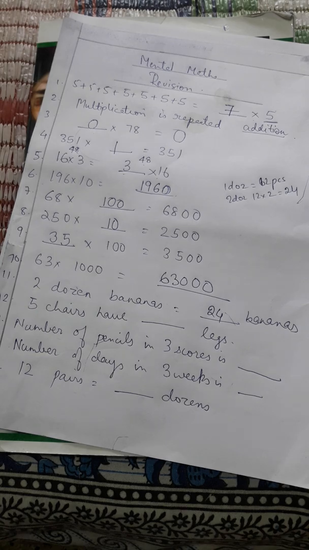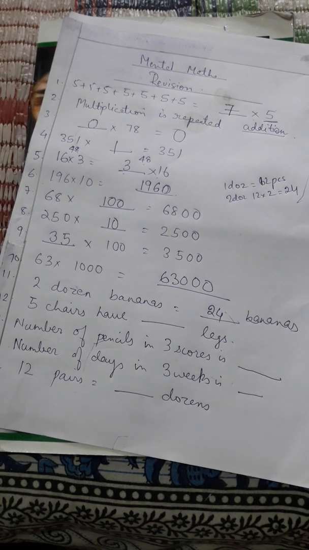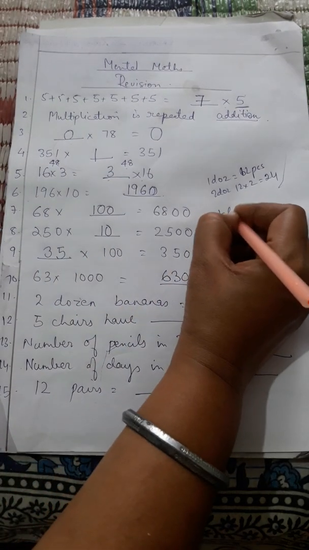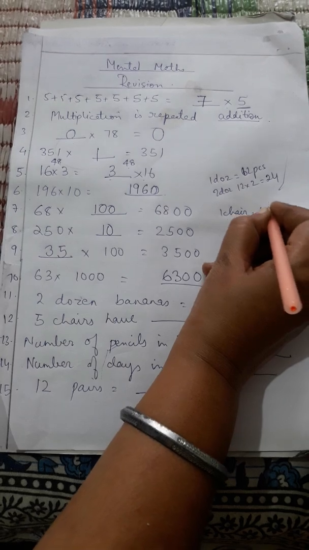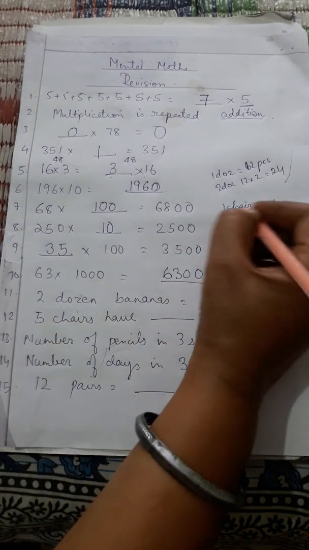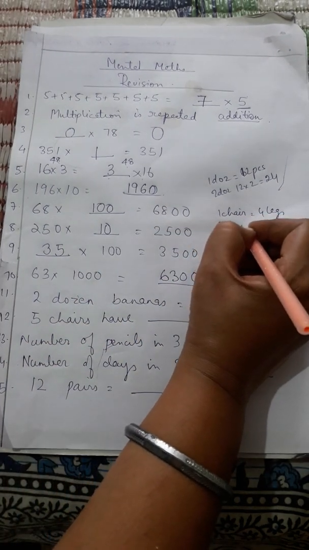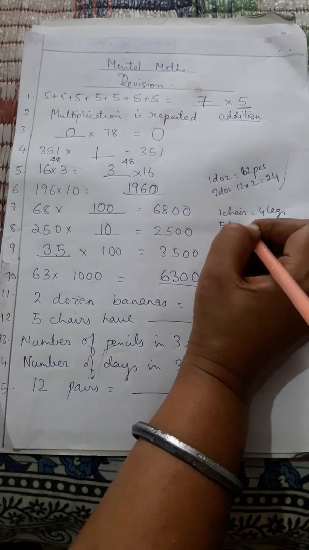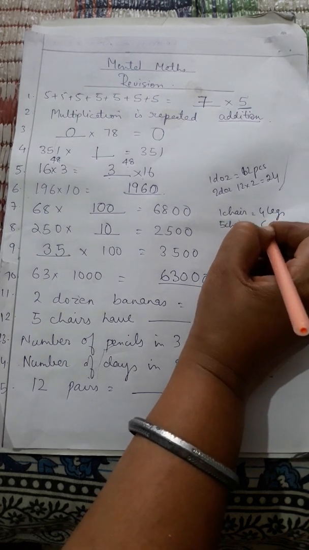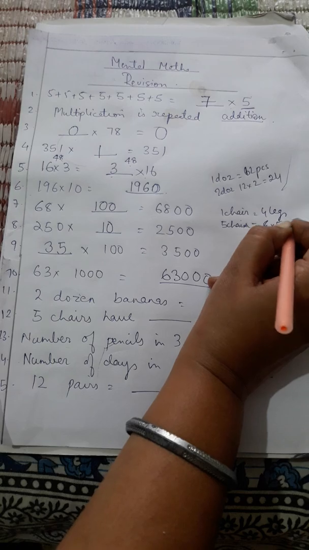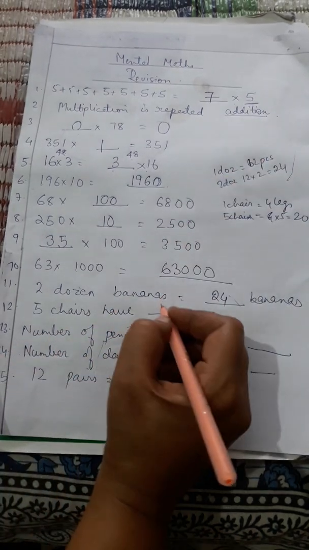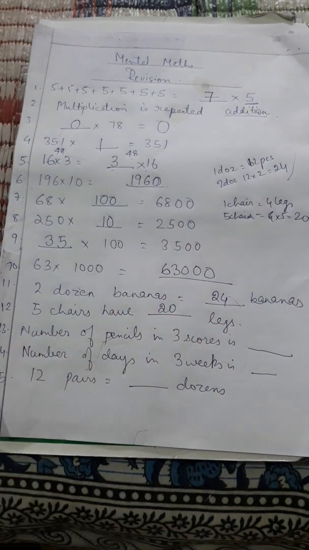Next, 5 chairs have how many legs? One chair is equal to how many legs? 4 legs. So 5 chairs will be 4 into 5. How much is that? 20. So 5 chairs have 20 legs.